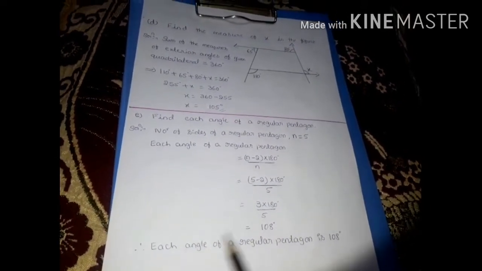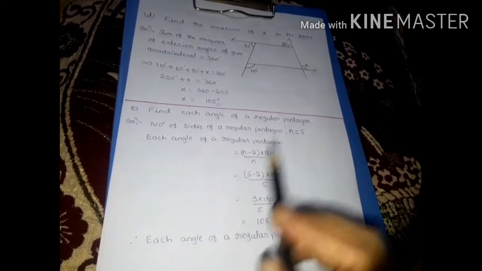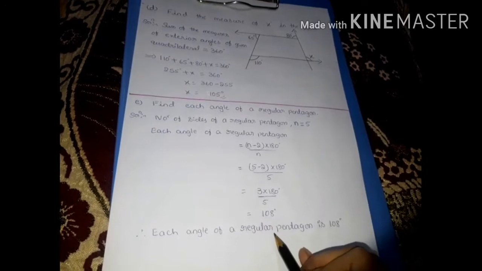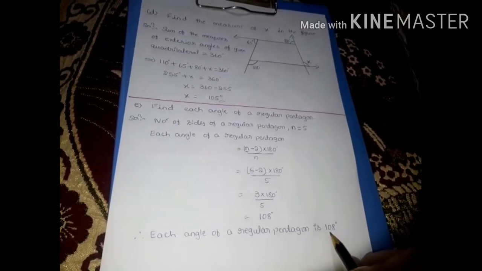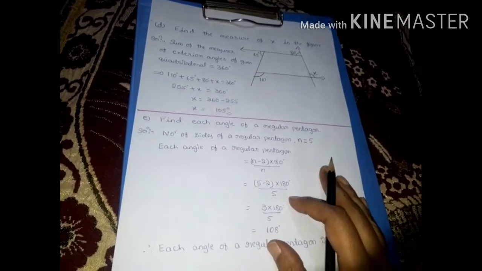So here 108, what does it indicate? Each angle of a regular pentagon. So therefore, last you have to write: each angle of a regular pentagon is 108. This completes Brain Teaser B, all 5 questions.